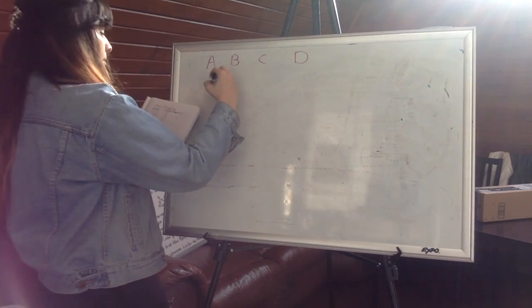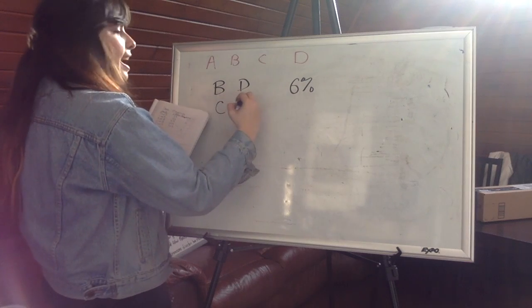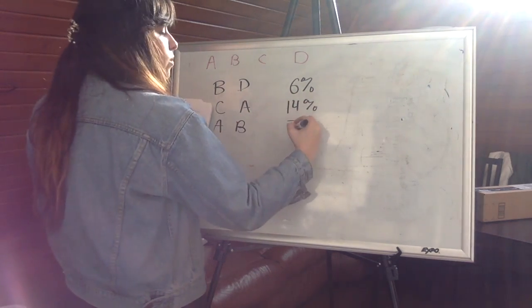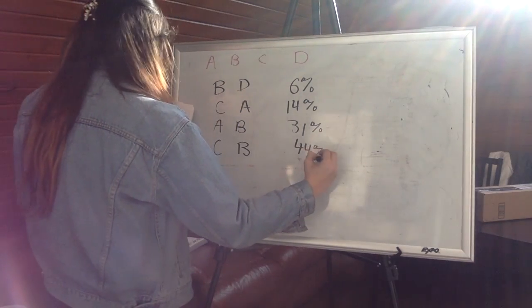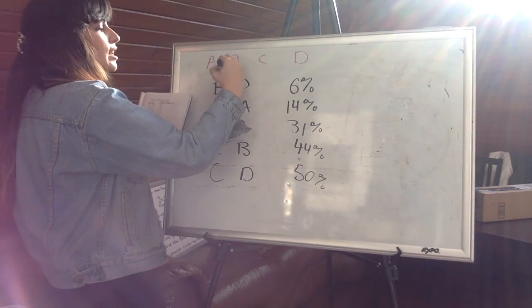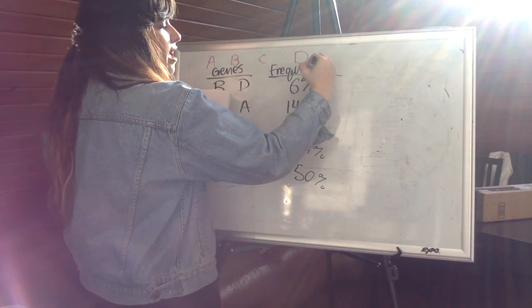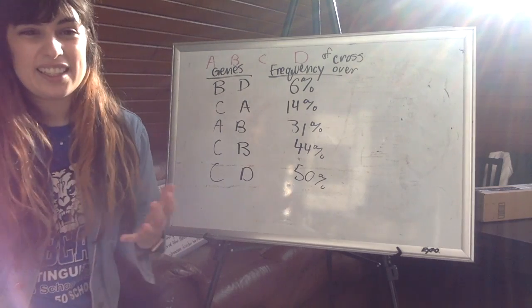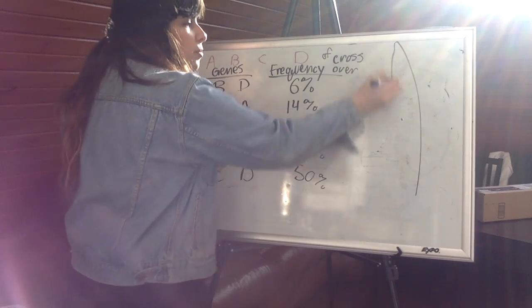It would tell you B and D cross over 6% of the time, C and A cross over 14% of the time, A and B cross over 31% of the time, C and D cross over 44% of the time, C and D cross over 50% of the time. So these are pairs of genes, and this is the frequency that they might recombine or cross over. The way you work this out is basically just a logic problem, nothing too scary. I like to draw a big chromosome, it's like a noodle.